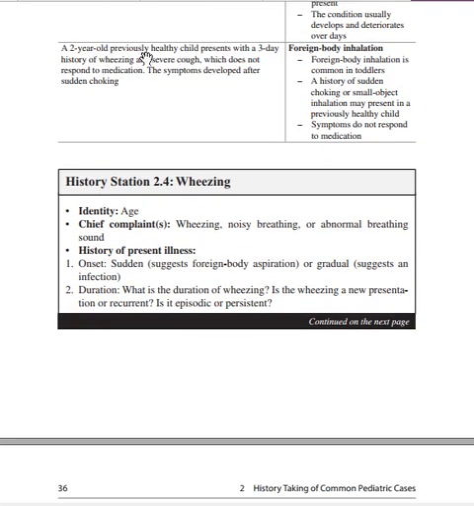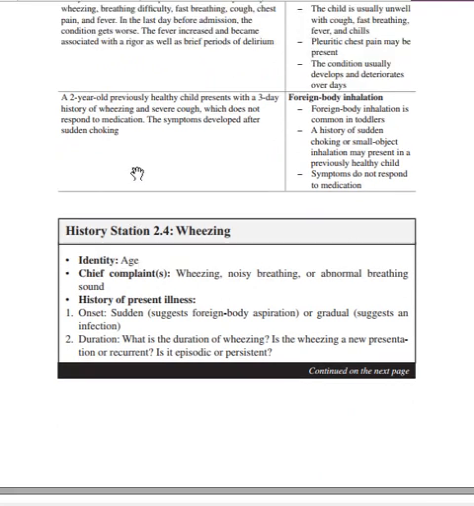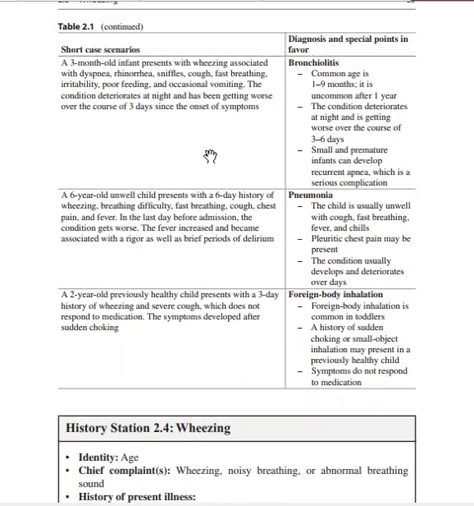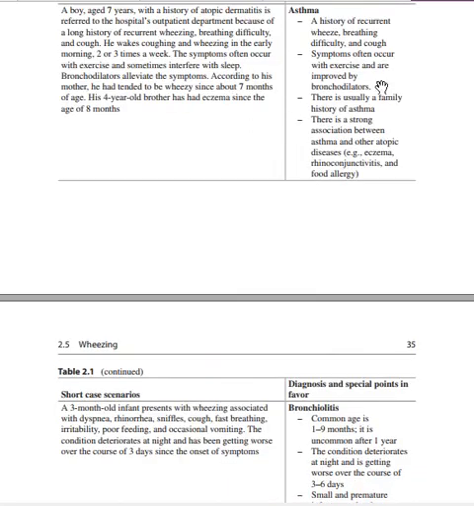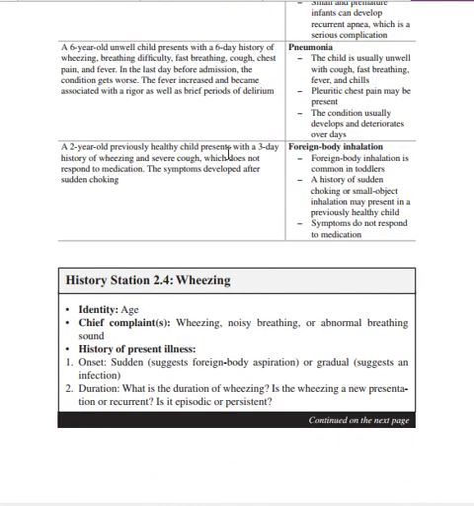That's pneumonia. Now, the next one: you have a 2-year-old healthy child with a 3-day history of wheezing. You need to know that wheezing can be divided into two parts. You can have generalized wheezing, which is present in bronchiolitis and asthma, or you have only localized wheezing in case of pneumonia and foreign body aspiration. If you have a sudden onset of wheezing located on one side, which does not respond to medication, following sudden choking, you can think of a foreign body aspiration.